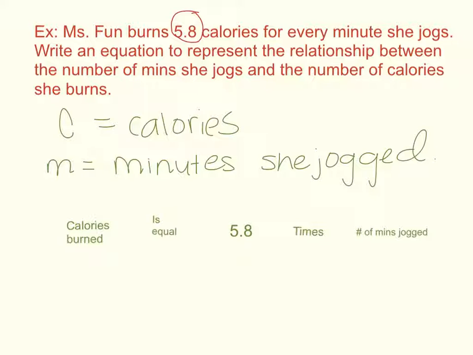Let me switch colors here. Do we know how many minutes she's jogged? No. Could she jog 1 minute? Yes. 2 minutes? Yes. When she jogs 2 minutes, what do we get here? Well, I'm thinking to myself, for every minute that she jogs, I'm going to multiply that by 5.8. So for 1 minute, 5.8 calories will be burned. For 2 minutes, we're going to double that, times it by 2. For 3 minutes, we would times it by 3.